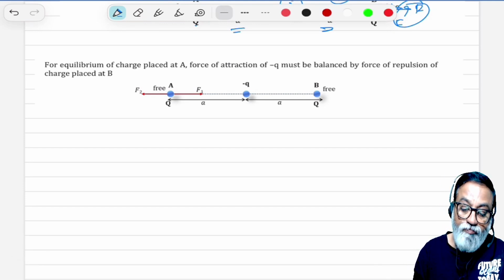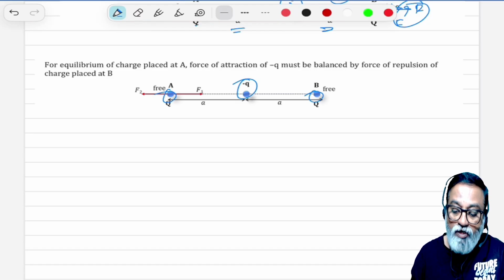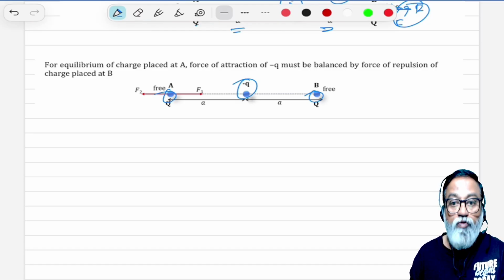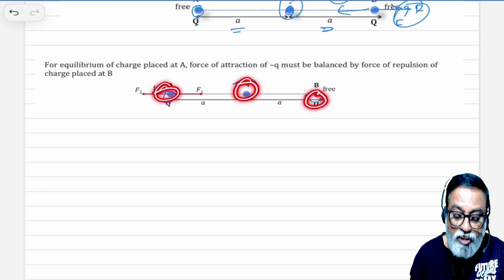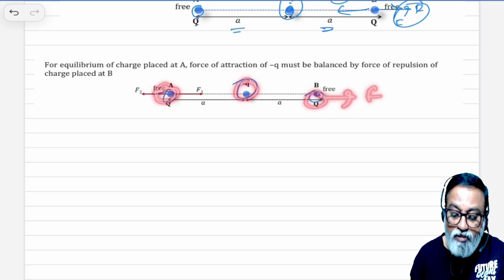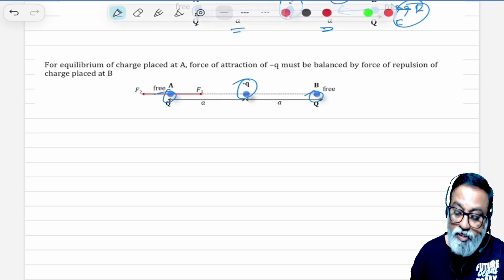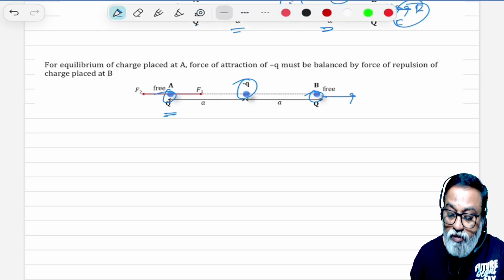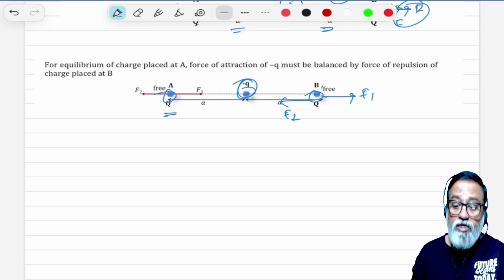See here. The third charge should be placed at the midpoint. Why? Because the corner charges are of the same magnitude. Take any corner charge; that should be in equilibrium. For this corner charge, there are two other charges. This positive charge exerts a force in this direction, and this negative charge exerts a force in this direction. Then only it will be in equilibrium. This charge exerts a force F1 and this charge exerts a force F2. These two are equal, then this corner charge, and also the middle charge, means the total system is in equilibrium.